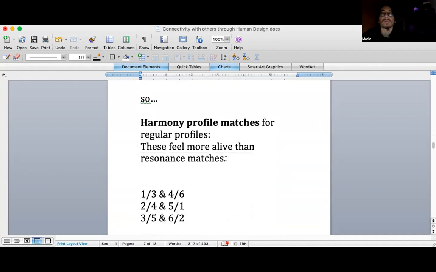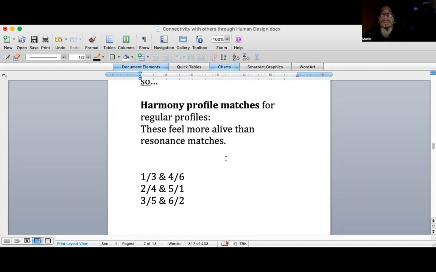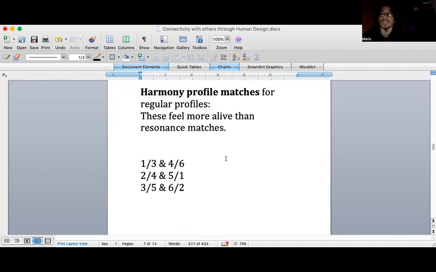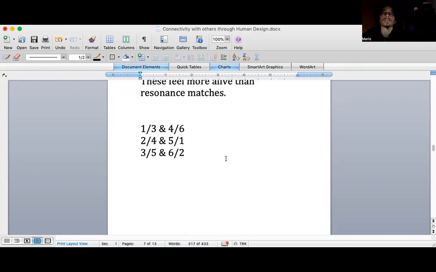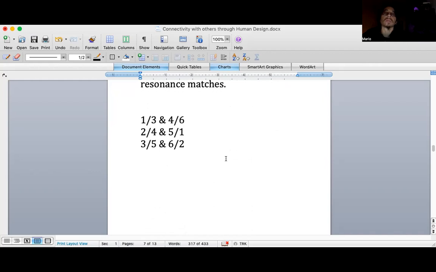Now, harmony profile matches for regular profiles. This is what I was saying, that it feels more alive than resonance. This is the 1, 3 with a 4, 6, 2, 4 with a 5, 1, and a 3, 5 with a 6, 2. So if you're any of these profiles, observe your connection with people who have this harmonic profile and correspondence to you.